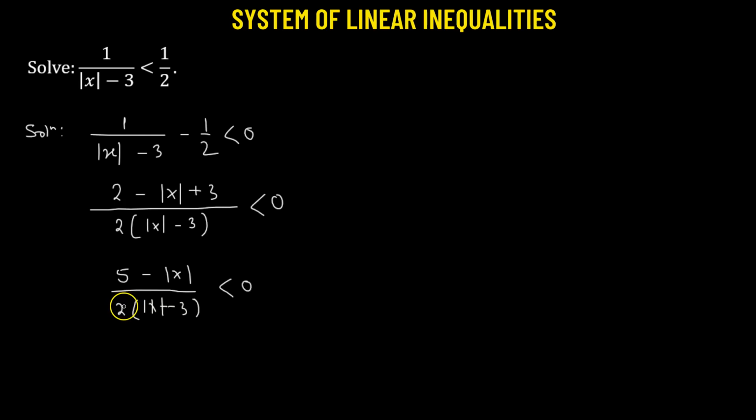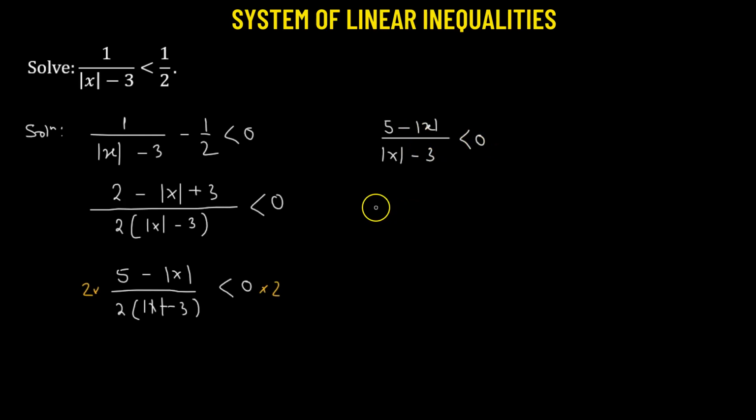So here we have a 2 in the denominator. So what we'll do, we'll multiply both sides with 2. And 2 being a positive number, this is not going to affect the inequality symbol. So we have 5 minus absolute value of x divided by absolute value of x minus 3. So this is going to be less than 0.